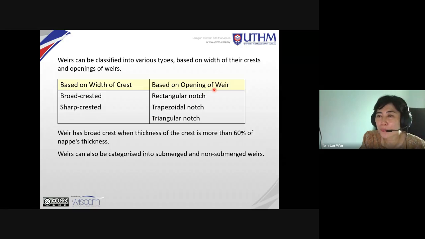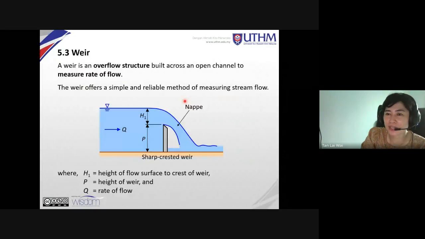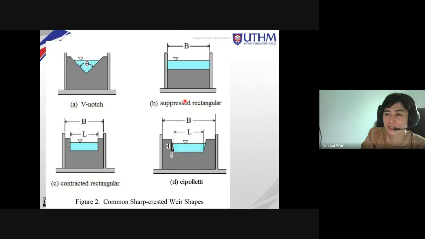Now, based on the opening of the weir, this opening here, you can also classify the weir as triangular or V-notch, or rectangular. Later on I'll come back to suppressed and contracted rectangular weirs, and also Cipolletti. This is a trapezoidal weir, but a special trapezoidal when the side slope is 1 to 4. Okay, I'll come back to this.